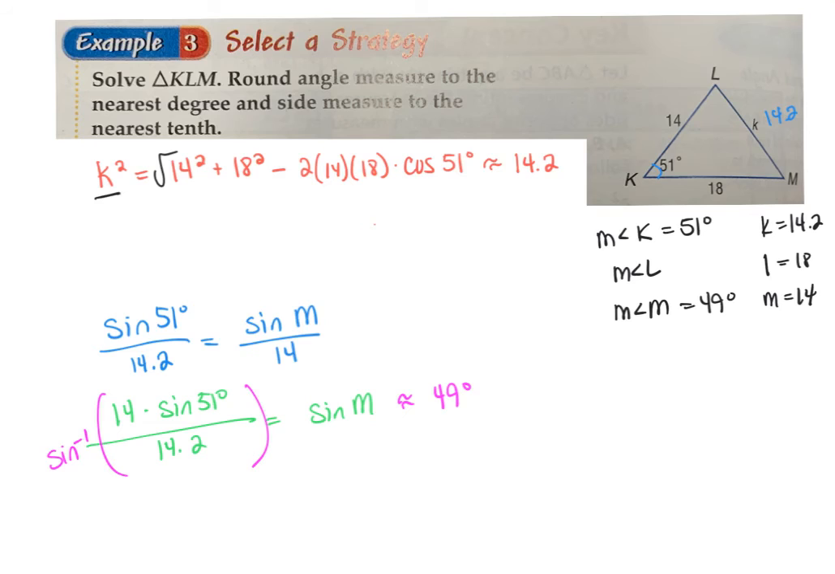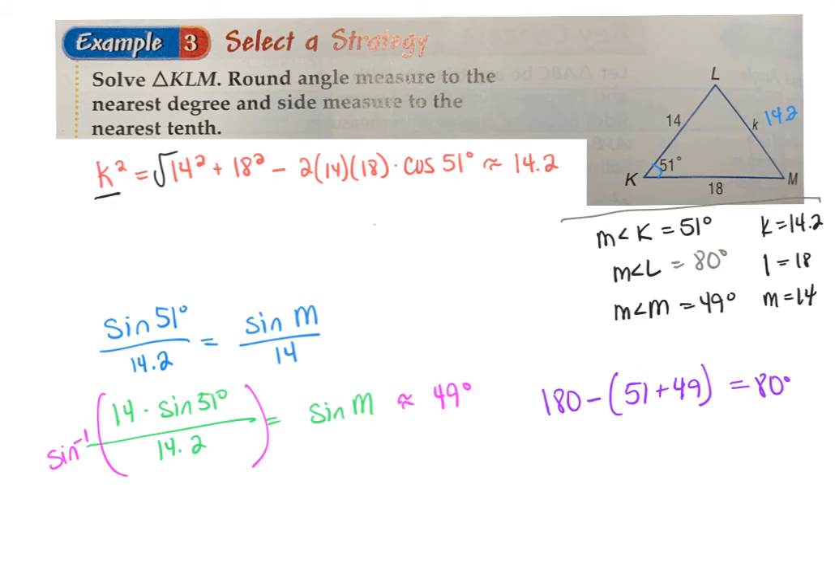All I need is one more angle. What's the easiest way to solve for that angle? Yeah, just use your 180. 180 minus the 51 plus the 49. It's going to give me what? For my last one, 80, right? 80. And so my last angle here is 80 degrees.